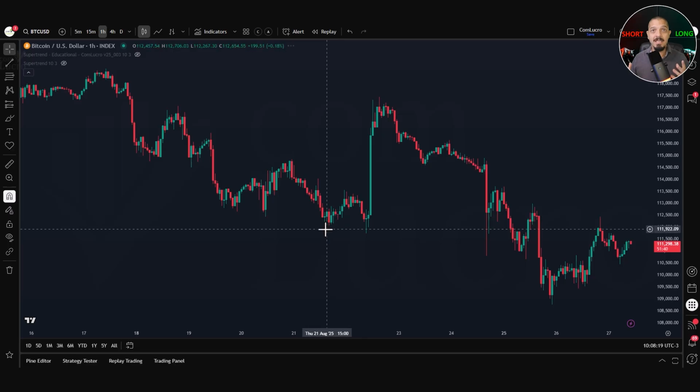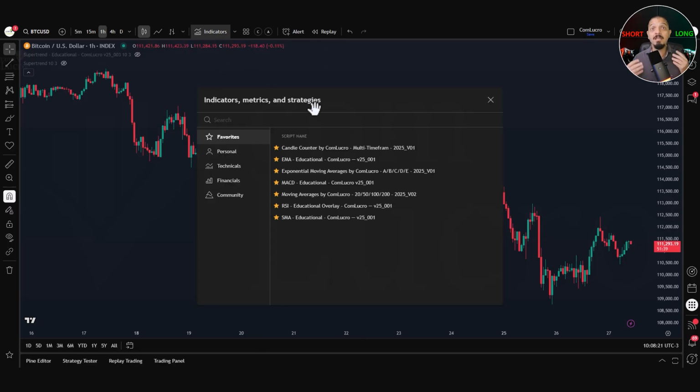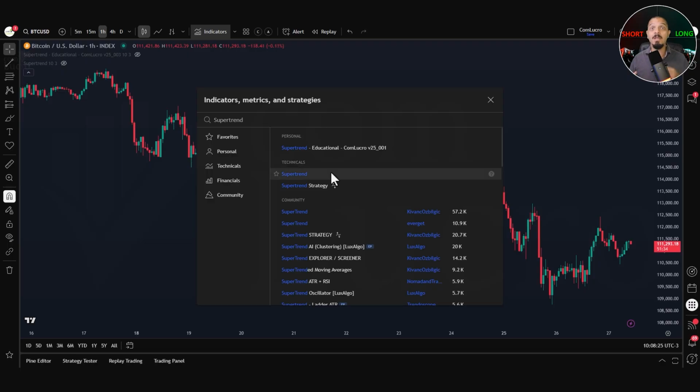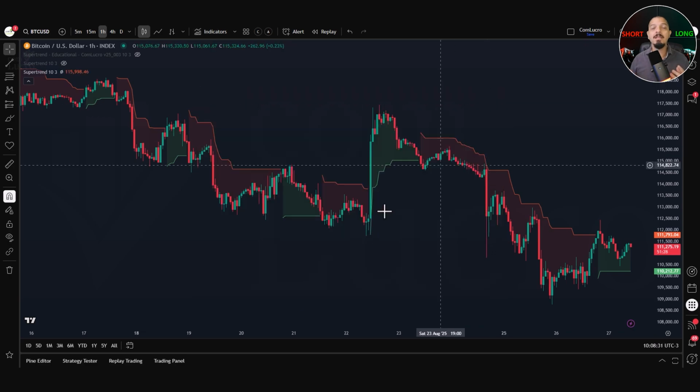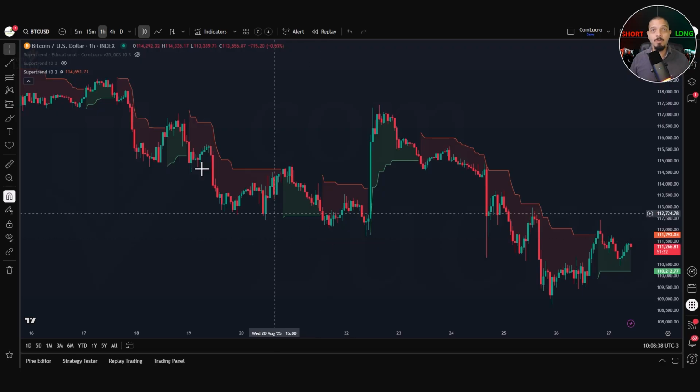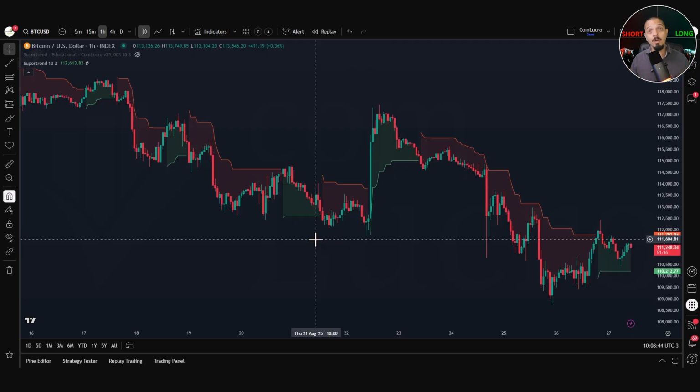Let's begin by adding Supertrend to the chart. On TradingView, open the Indicators menu and type Supertrend in the search bar. You'll see multiple results, including community-created versions. To keep it simple, select the one listed under the Technicals category. That's the official built-in Supertrend indicator provided by TradingView. By default, Supertrend uses a 10-period ATR length and a 3x multiplier factor to calculate its signals, all based on the current chart's price and volatility.